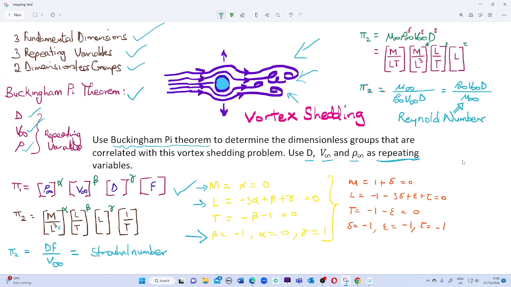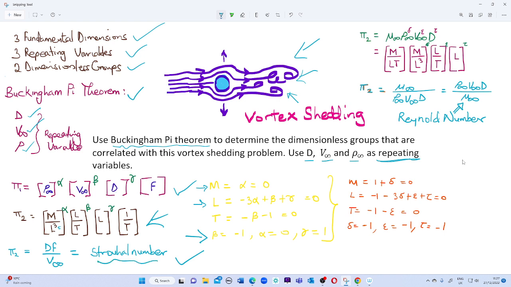Now, by slotting all these power variables into the former inputs here, we have this particular equation, which gives us the Strouhal number, that is the Strouhal number of a fluid, which is our Buckingham pi equation, which is D f, that is diameter multiplied by the frequency, over velocity, which gives us the Strouhal number.